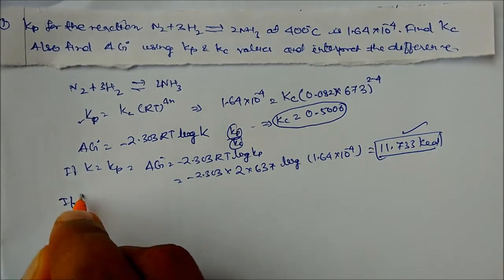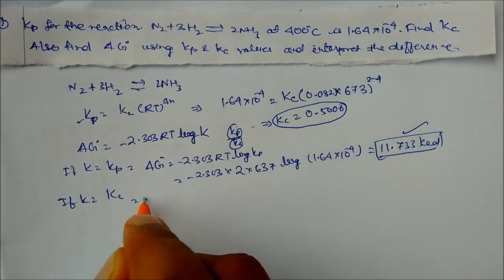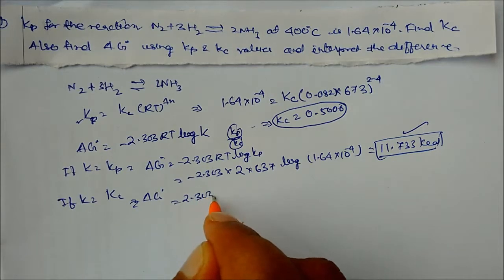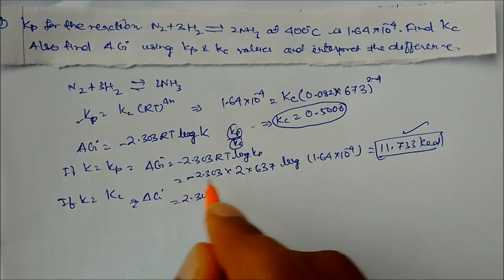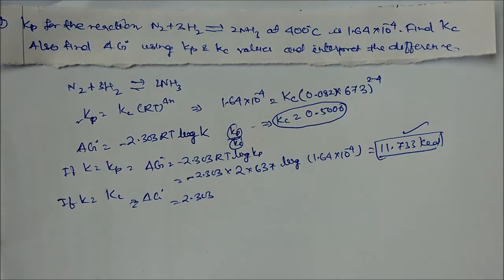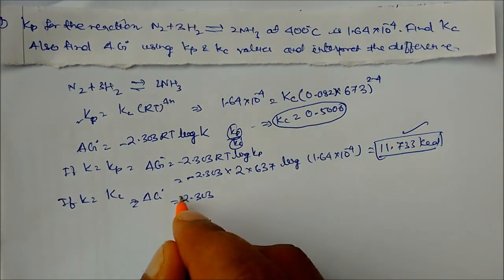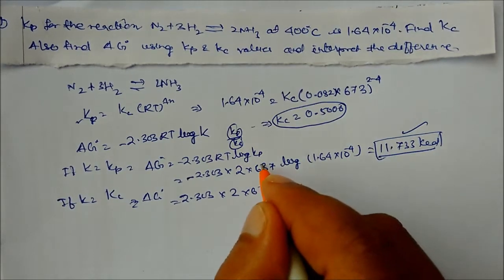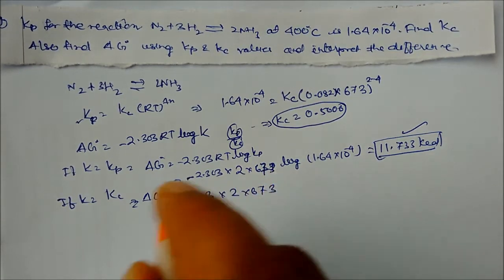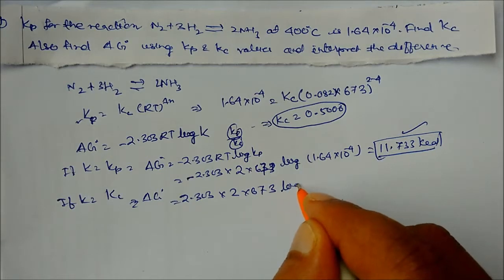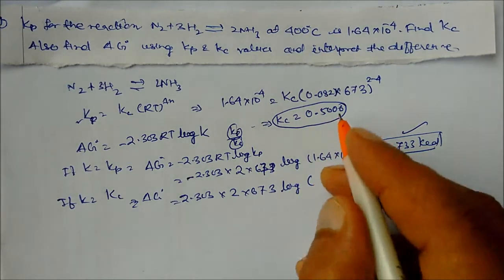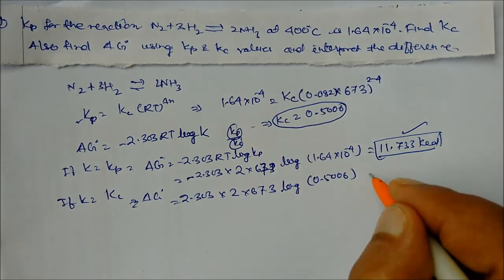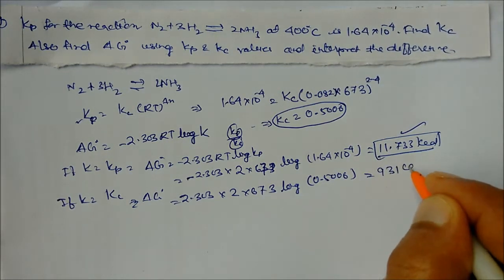Now if K is equal to Kc, so here delta G naught standard will be how much? 2.303, and this will come plus. So if you take minus 2.303 × 2 × 673, so this is also 673. I have written wrong, so please make a correction. Then log, and put this value over here, 0.5006. On solving we will get 931 calorie.